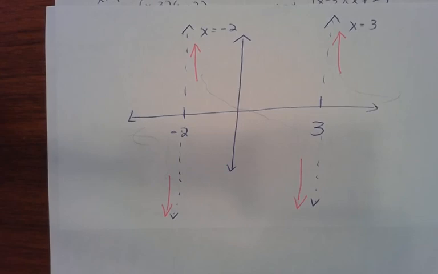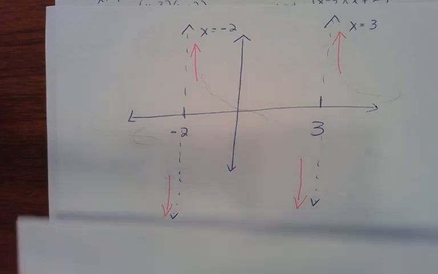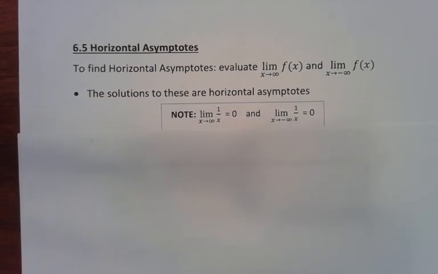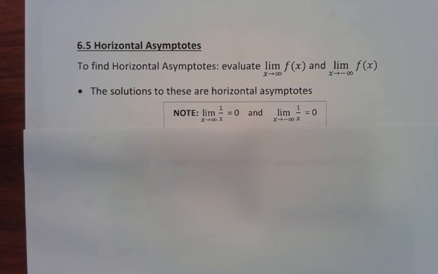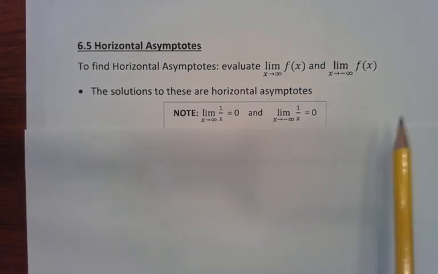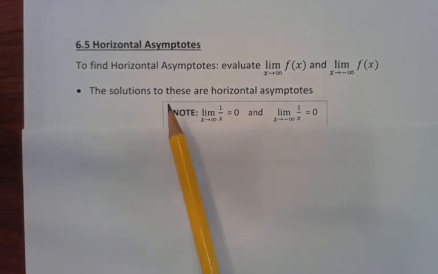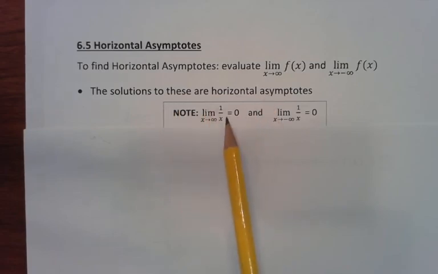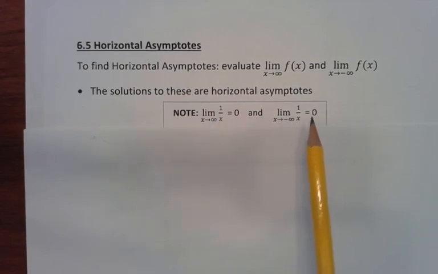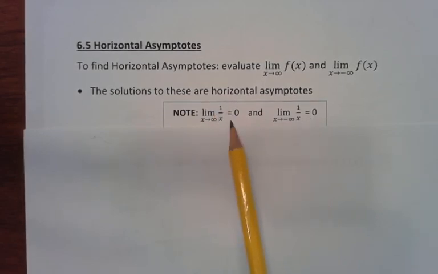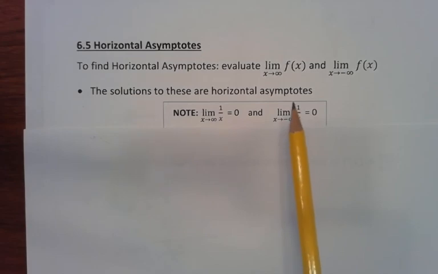That's vertical asymptotes. All your questions are going to be very similar to that algebra. So let's look at horizontal asymptotes. To find horizontal asymptotes, we are going to find the limit of that function as x approaches infinity and the limit as x approaches negative infinity. Let's note something here. The solutions to these horizontal asymptotes are 0, and this one is 0, because remember, 1 over infinity is 0, and 1 over negative infinity, 1 over a massive number, is 0 both times.